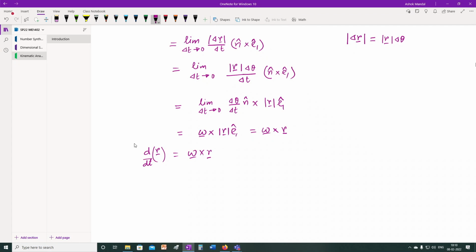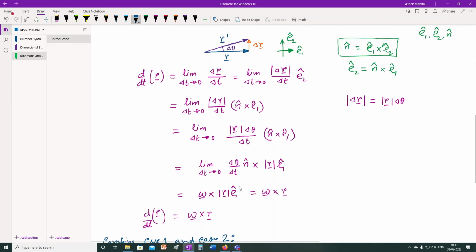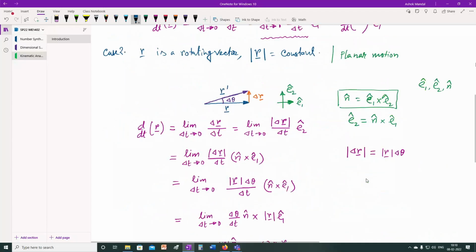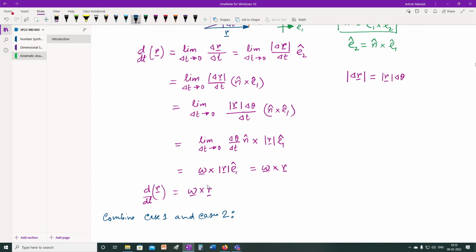Now, if you combine these two cases, case 1 and case 2. In case 1, we have taken a vector R which is changing its magnitude, but it is not rotating. Its derivative is given by this. And in case 2, we have taken one rotating vector. Its magnitude is not changing. Then the derivative is given by this.